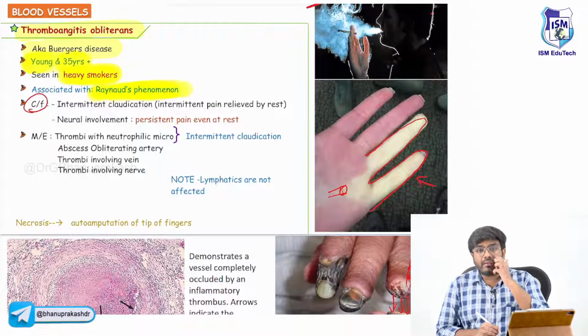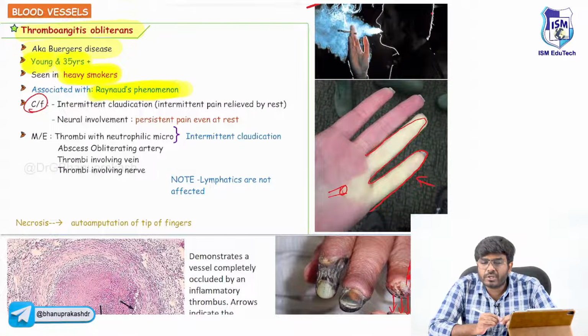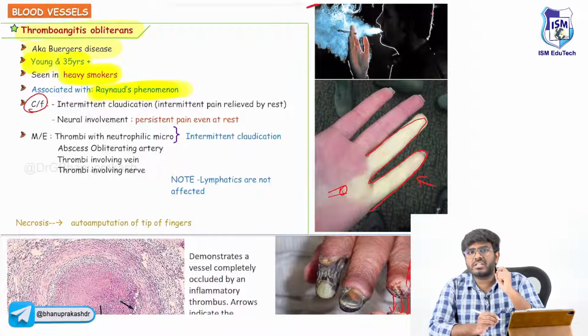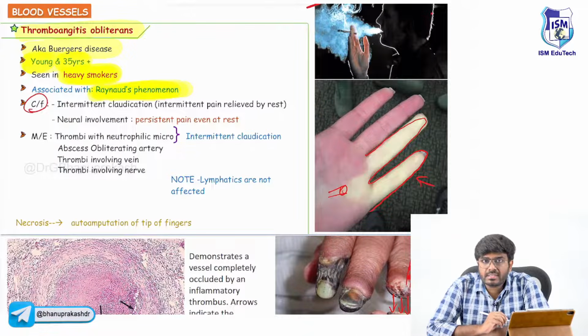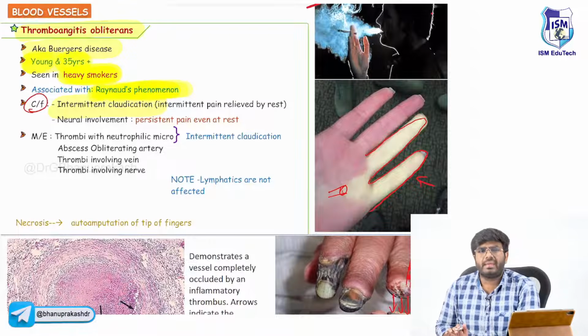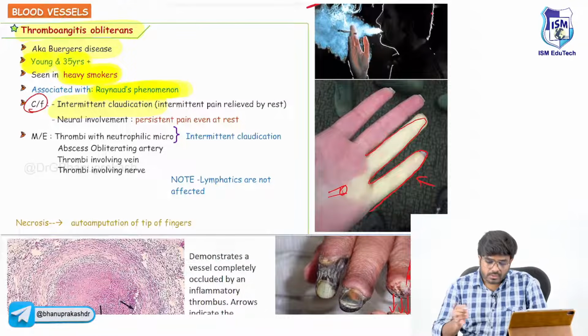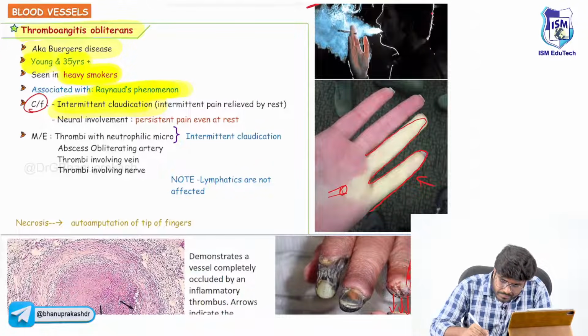These patients are going to have intermittent claudication, intermittent pain, because the blood supply is decreasing. Now a very, very important point. If in a question they mention that jaw claudication is the most specific sign, that is seen in temporal arteritis or giant cell arteritis. But here in thromboangiitis obliterans, the patients are going to have intermittent claudication. When he is walking, he is going to have severe pain. When he takes rest, the pain subsides. So intermittent claudication is relieved with rest.